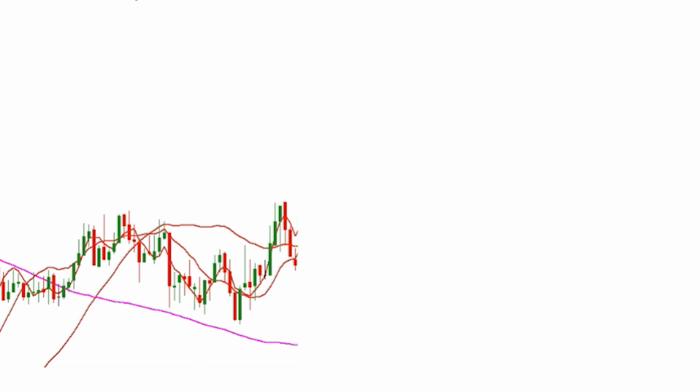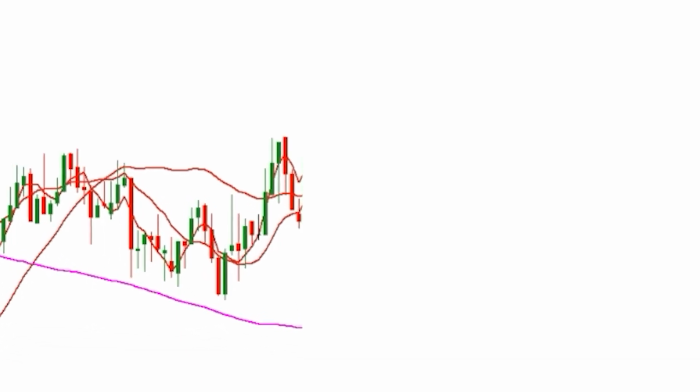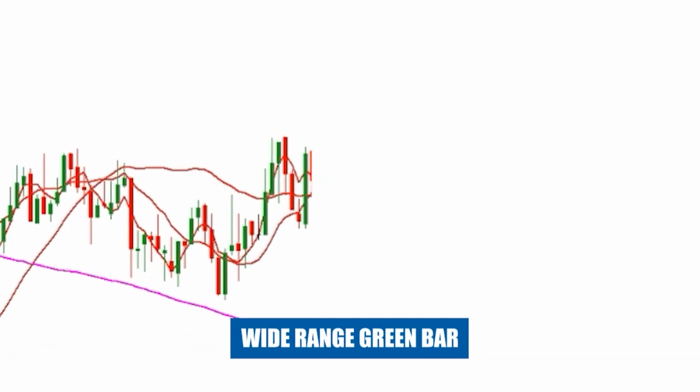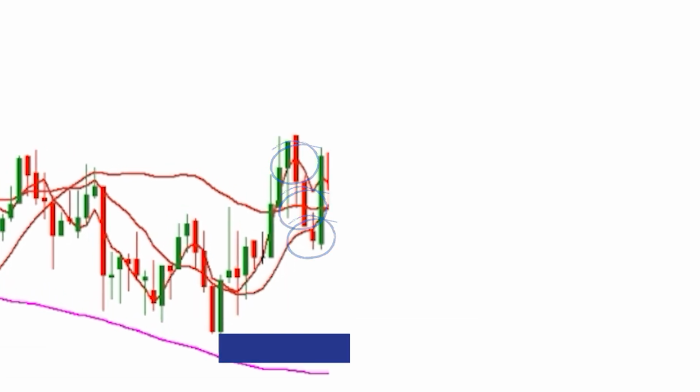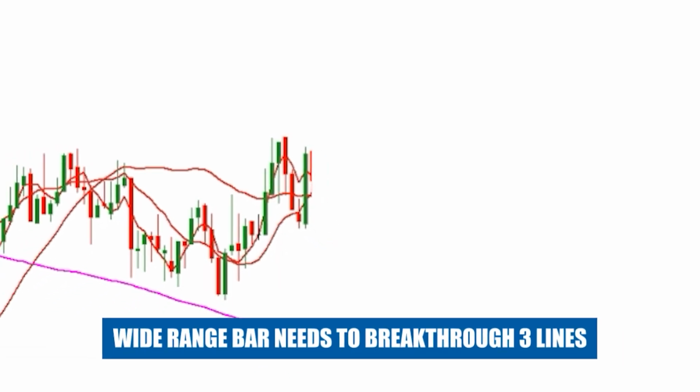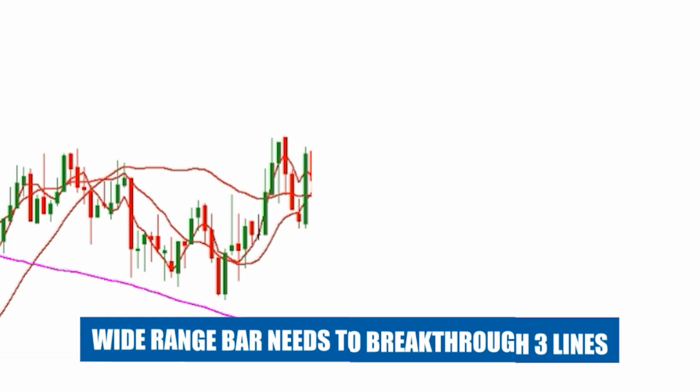Here is how simple this system is to use. Firstly, we need to find a wide range green bar. The way you can tell it is wide range is that the surrounding bars will be significantly smaller. Secondly, the wide range bar needs to break through at least 3 of the 4 lines on the chart, which ultimately signals price passing through multiple timeframes, which makes our entry that much more powerful.